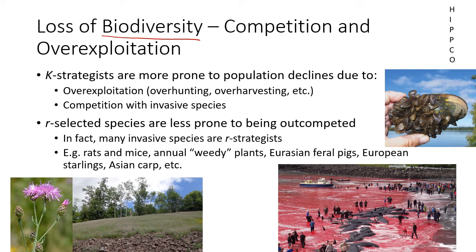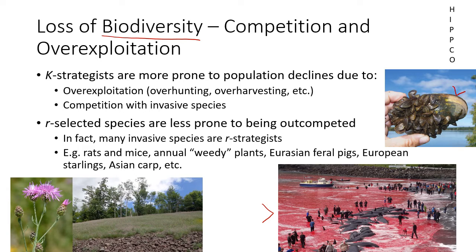K strategists tend to be more prone to population declines due to human impacts. That could be overexploitation, like we see here with whaling on the Faroe Islands, where whaling is still legal. It would definitely be overexploitation if they were not monitoring this population and were not having permits and legal processes for whaling, but we can use it as an example of overexploitation regardless. Competition with invasive species.